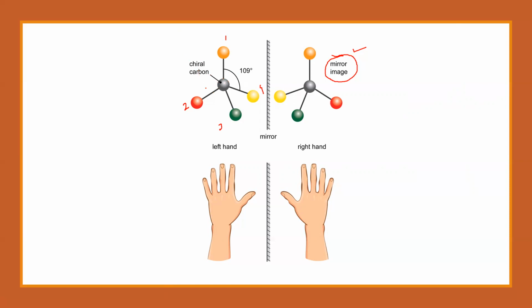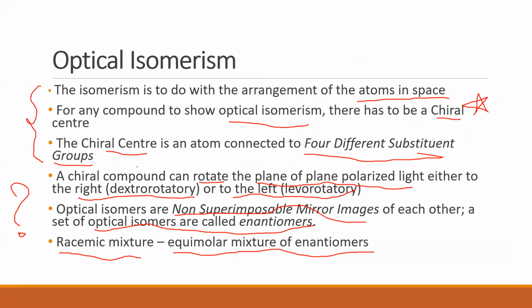And if I take this and I write the mirror image of that, I get a set of enantiomers. I get a set of what? Enantiomers, which is what is given here. Optical isomers are non-superimposable mirror images of each other. A set of optical isomers are called enantiomers.